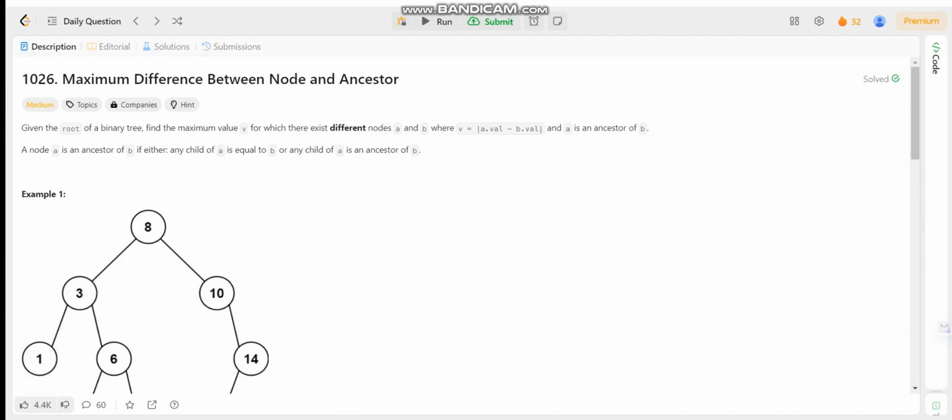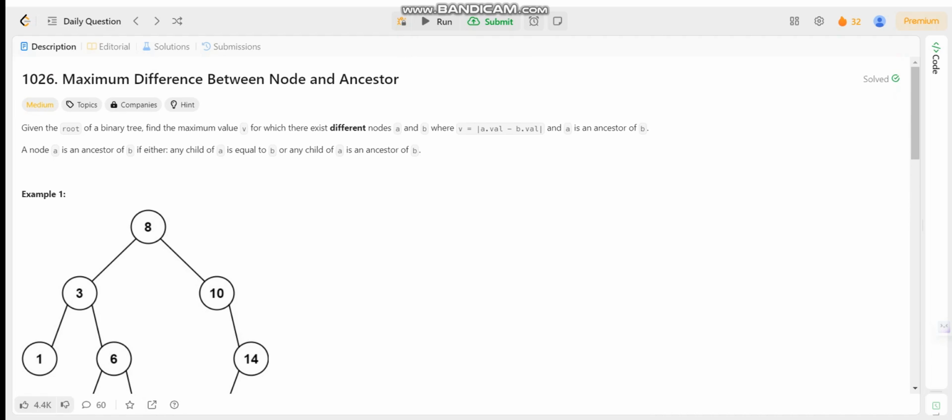Because today's problem is maximum difference between node and its ancestor. So we'll be given a root of a binary tree, and we need to find nodes A and B such that the maximum difference between them will be the maximum one, and A should also be the ancestor of B, and it is clearly mentioned that we must take absolute difference.